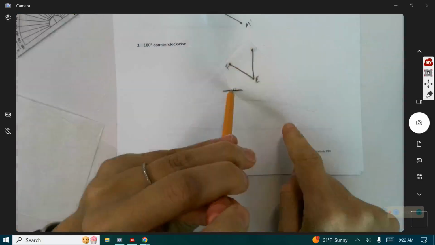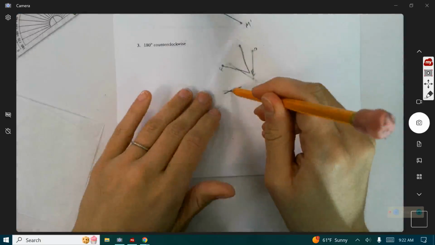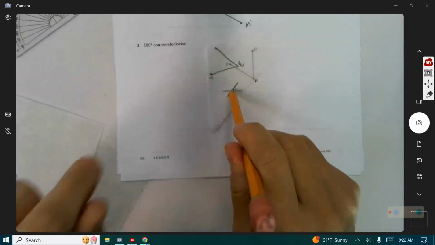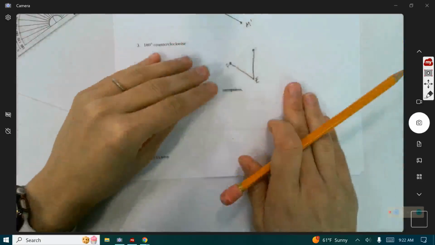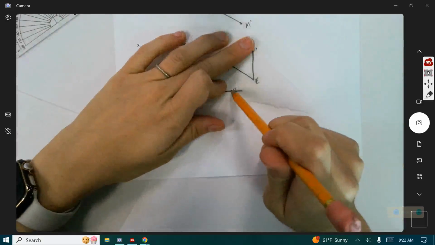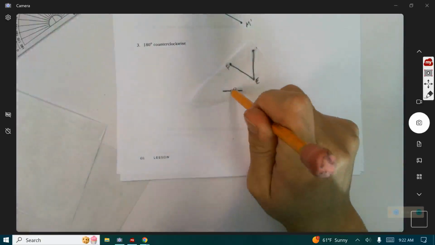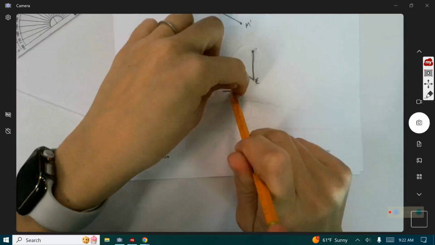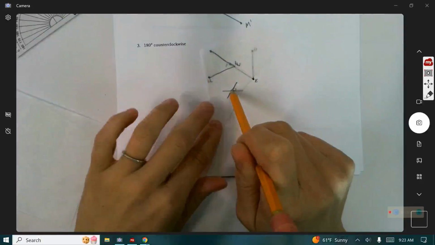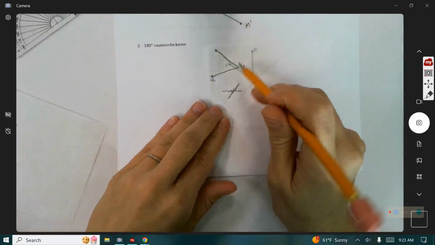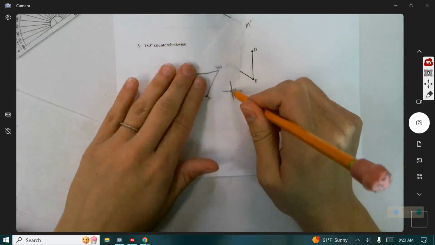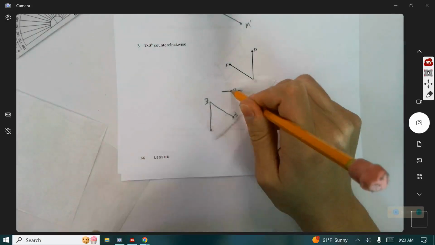We're rotating counterclockwise, so the opposite direction that the clock hands turn. And we're going to stop when this line matches up. You can't see because my hand's in the way. Okay, let's try that again. We're going to place your pencil on O, and we're going to turn so that this line lines up over here to get a 180-degree rotation. And then we can stop.